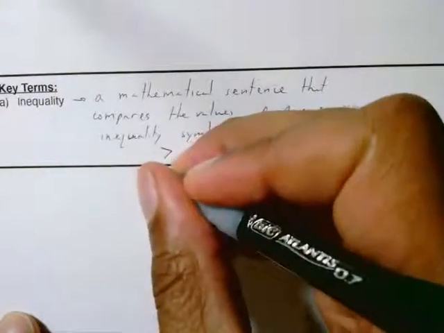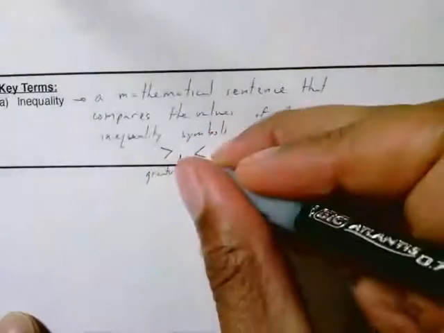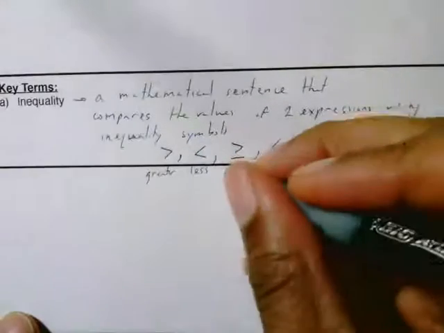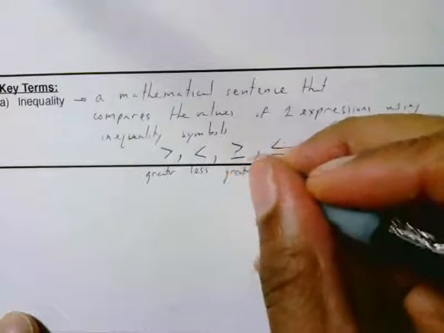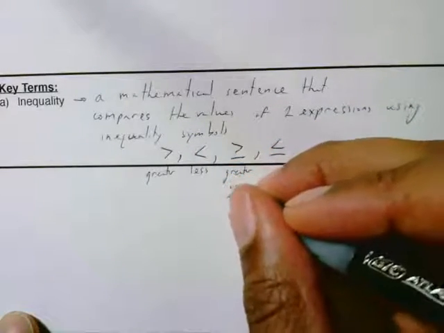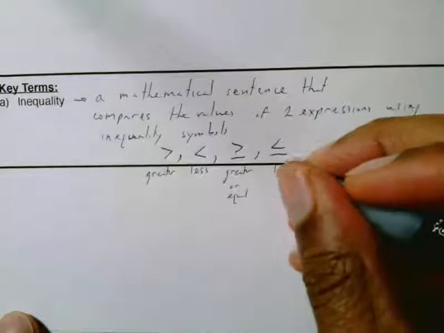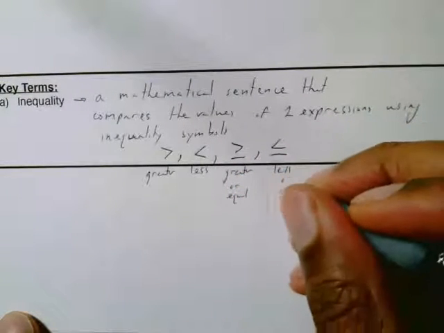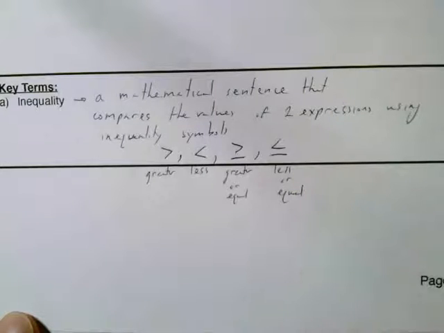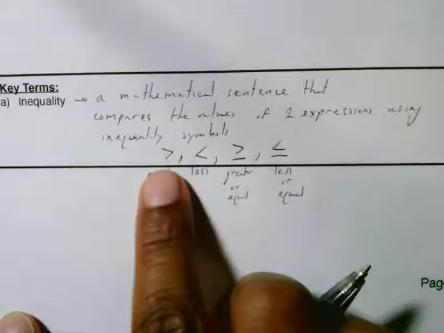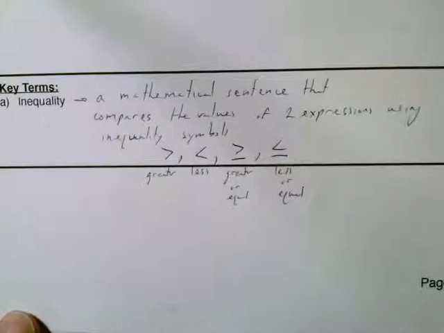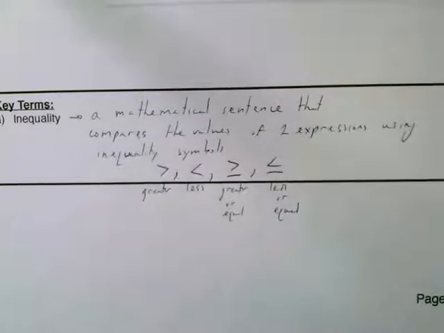So we have greater, we have less than, we have greater or equal, and we have less or equal. Those are the four symbols you're going to see. So these are the inequalities. I can say things are comparing them.